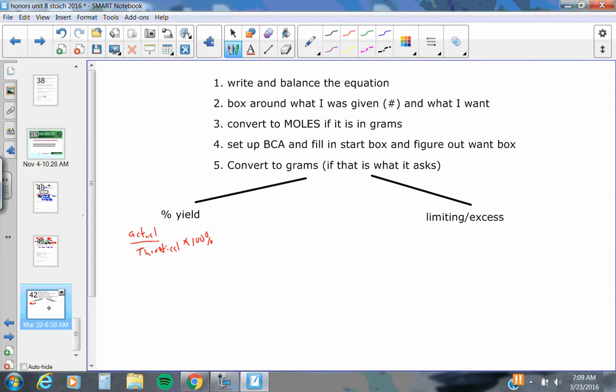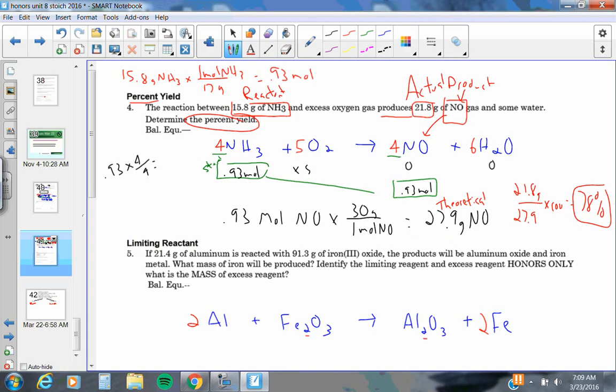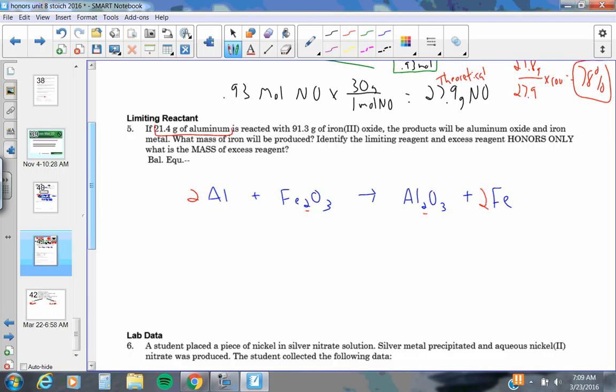So we're following the same steps, right? Write and balance the equation. When I start to read this, this is where it sort of differs. What I was given, there's going to be 2 givens. They'll have numbers on this one, and so I kind of have to identify both of them. Given: 21.4 grams of aluminum, 91.3 grams of iron oxide. What they're going to be asking about is the mass of the different color. Iron will be produced. They want to know about iron.